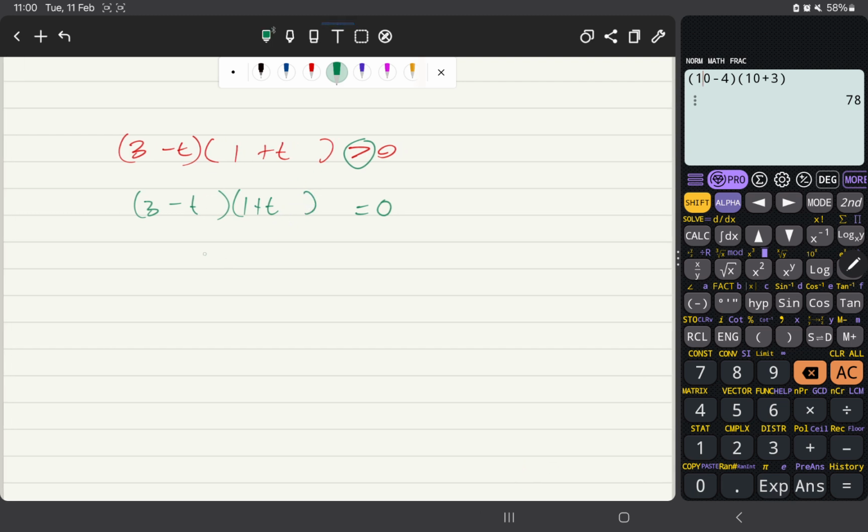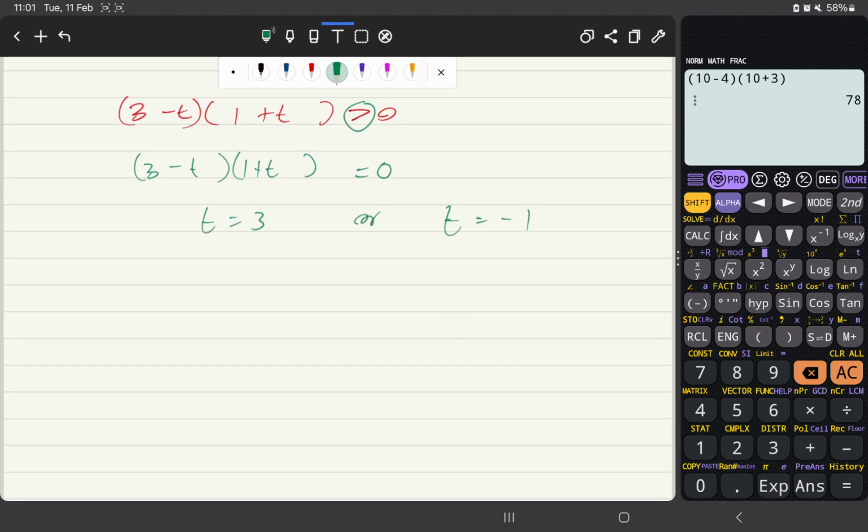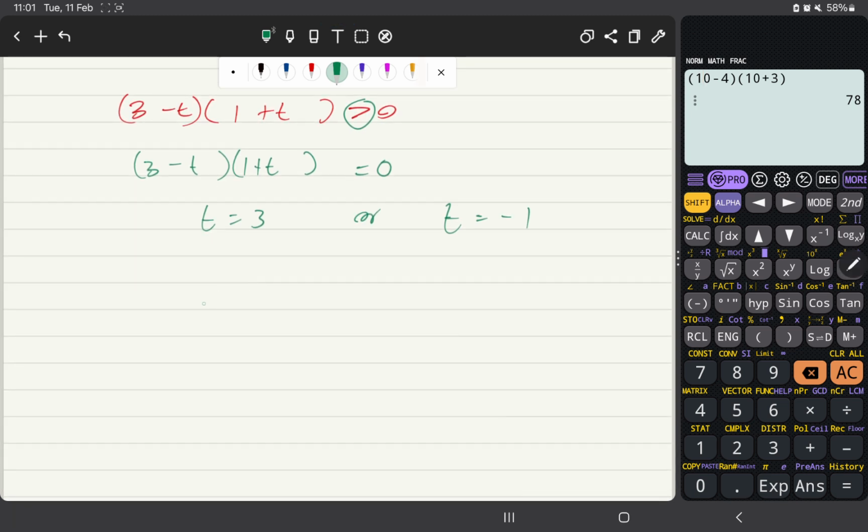And when doing that, you will see that t equals 3 or t equals -1. And given those values, the next thing we do is draw a timeline, a number line, let me say. On the number line, you have -1 here. You have 3 here. And it's your 3 regions, of course.